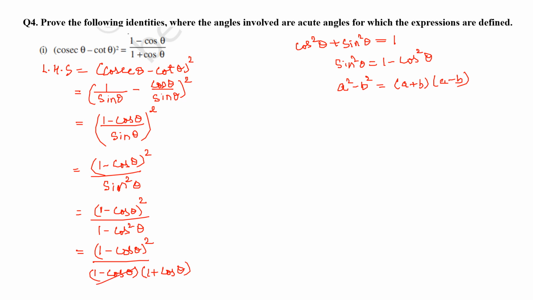So now 1 minus cos theta, and from here one pair I can cancel. So I will be left with 1 minus cos theta by 1 plus cos theta, and if you see, this is only my RHS. So it is proved. So this I have solved using the identity cos square theta plus sin square theta equal to 1. Now I am going to solve the next question.